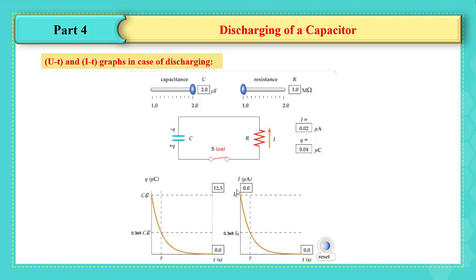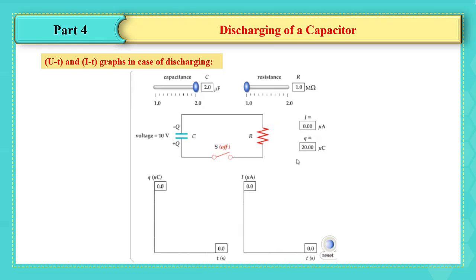For example, I decreases from the maximum value, which is I0, until it reaches the value equal to 0 at the end of the discharging process, and at time t equal to tau, as you can see in this graph, the value of the current is 0.36 of I0, or we can say that the current loses 63% of its maximum value, then the remaining value is 37%, or approximately 0.368.